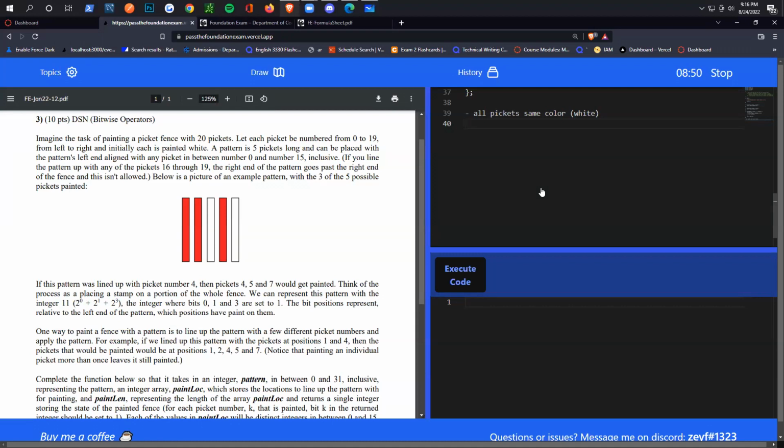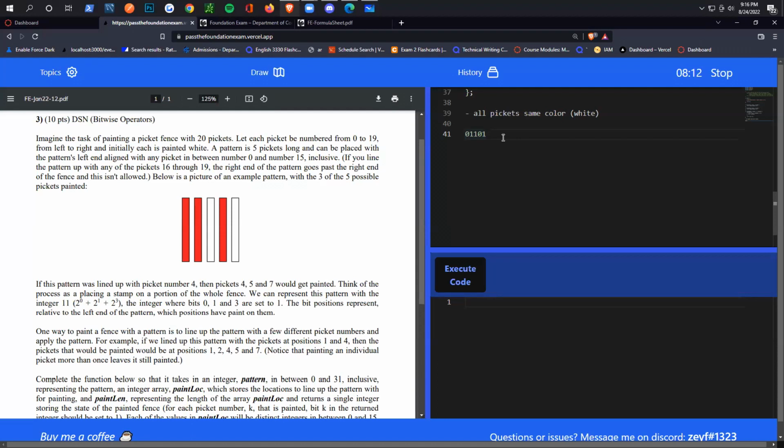So pretty much a pattern is going to be something, and we know we're using bitwise operators, so it's going to look like this right here. This is 5 bits long, so it's a pattern that you're going to place on 5 pickets, because that's how long the pattern is. The left end is aligned with any picket. If you line up the pattern with any of the pickets from 16 through 19, the right end of the pattern goes past the right end of the fence, and this isn't allowed.